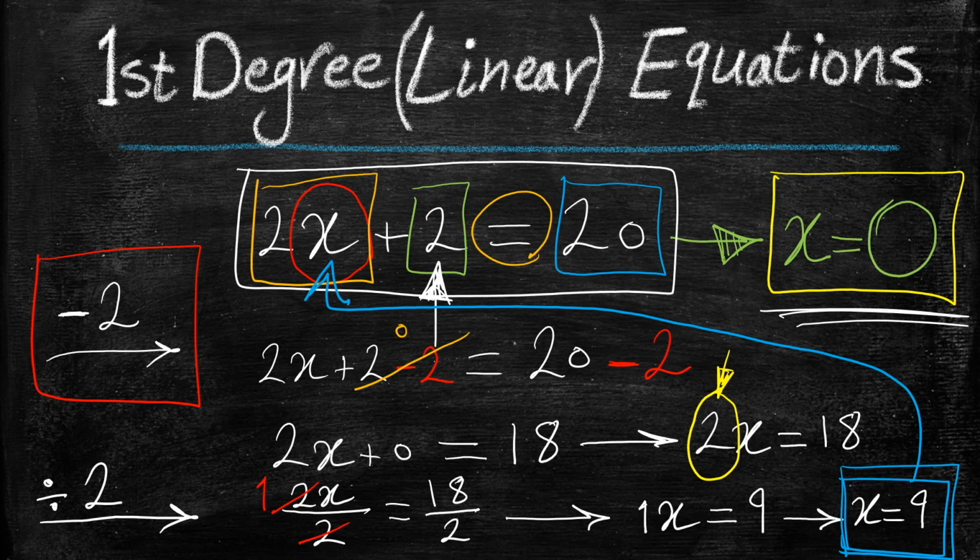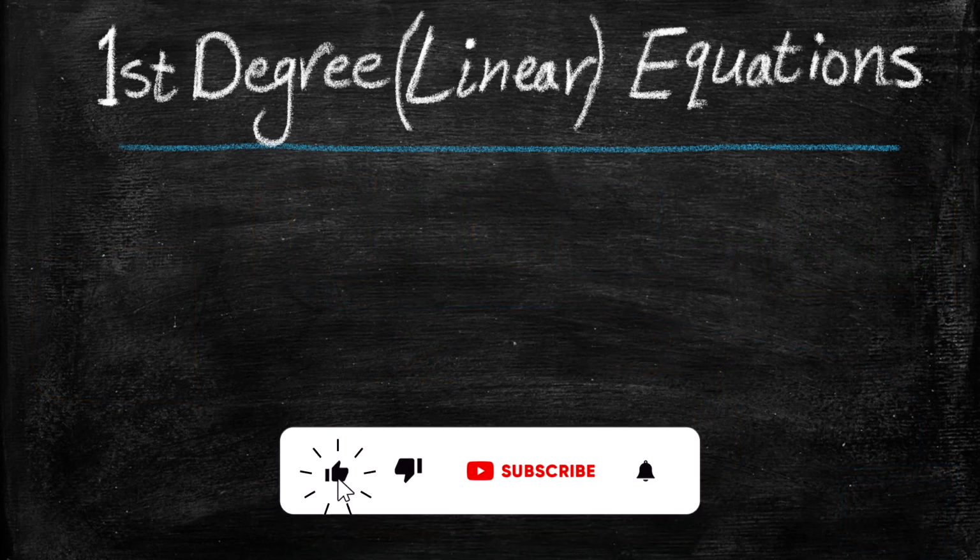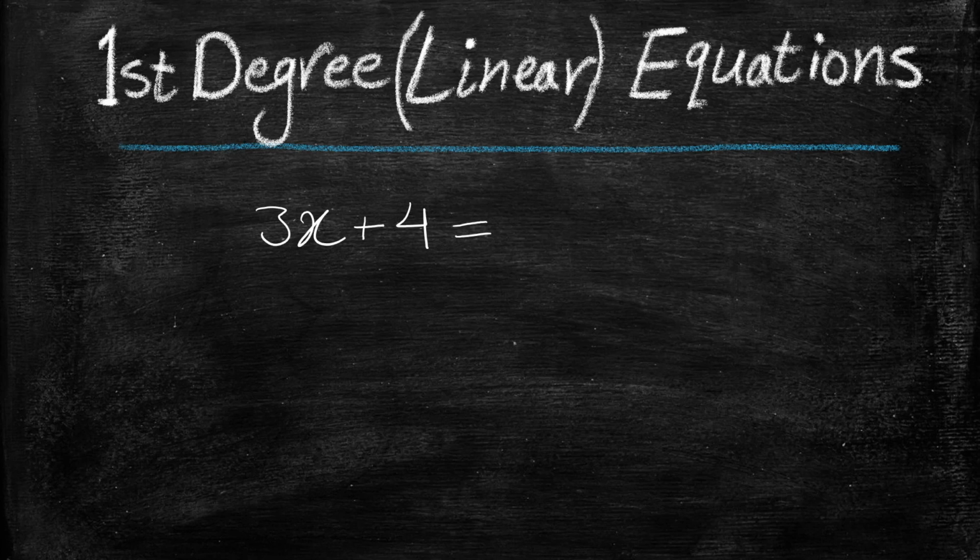So the goal is to isolate x, and step by step, whatever is cluttering things up, you eliminate them. Let's see another example. Suppose you have 3x plus 4 equals x plus 16. Okay. Again, an equation.